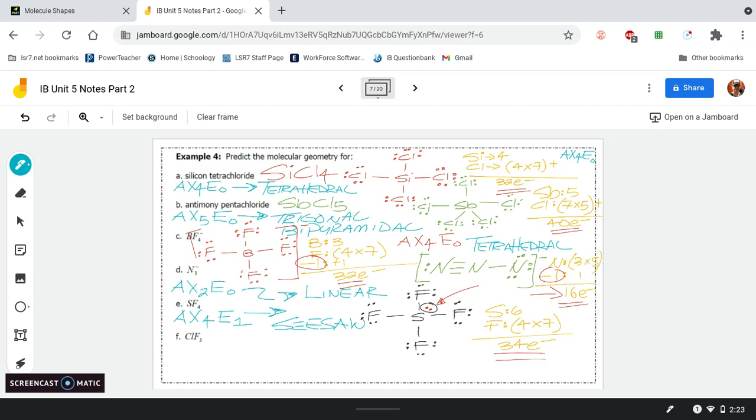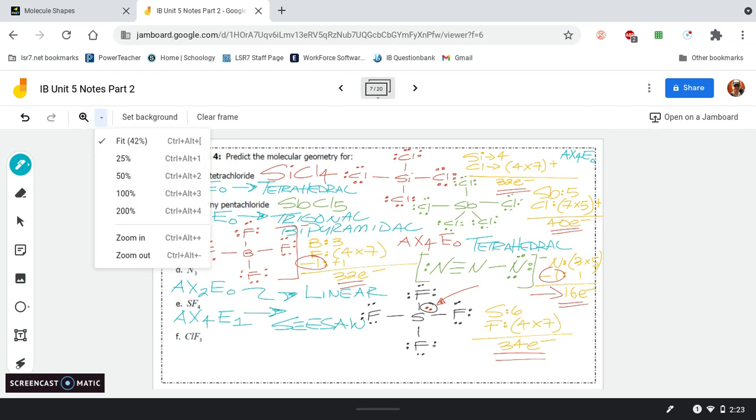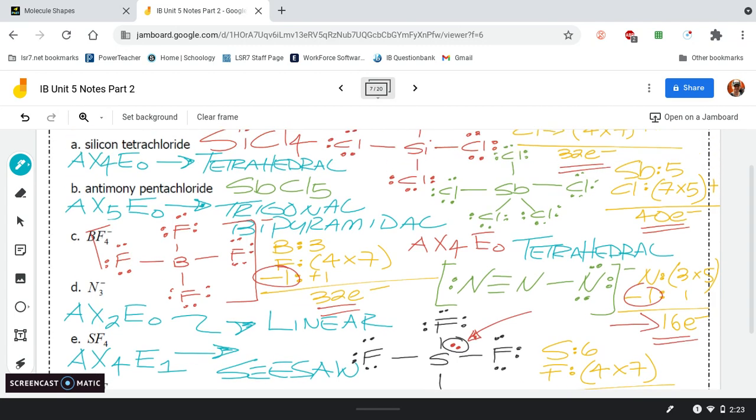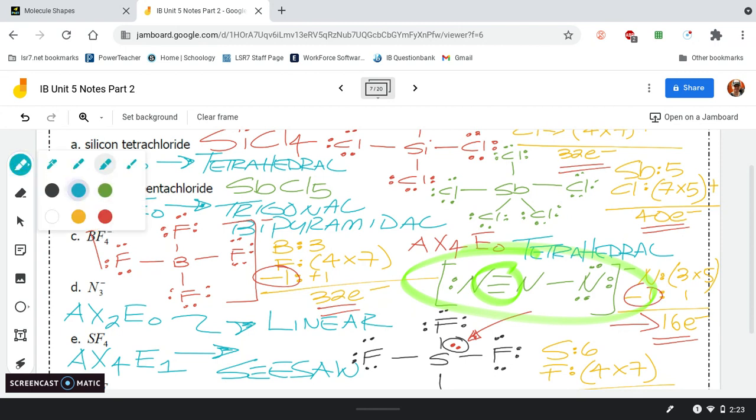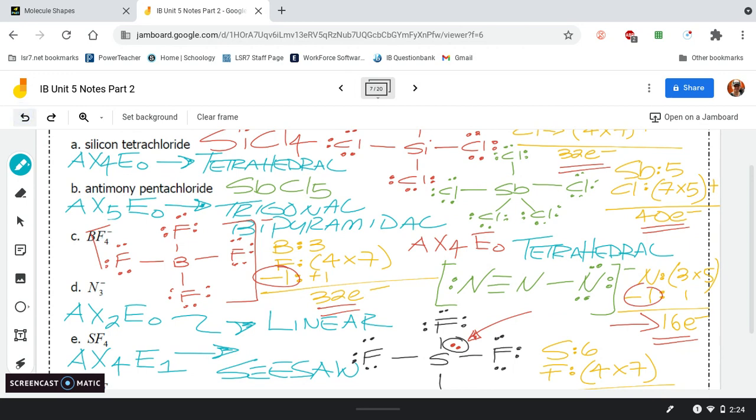So I want to go back to D real quick. I forgot to mention something. I want to point out that on D, right here, that's an AX2 because even though there's a triple bond here, that's still one attachment. AX2 because we're looking at what's attached. We've got these nitrogens attached. Those are your X's. The bond doesn't matter. It's just attached in some regard. Double, triple, or single doesn't matter. So, failed to mention that.